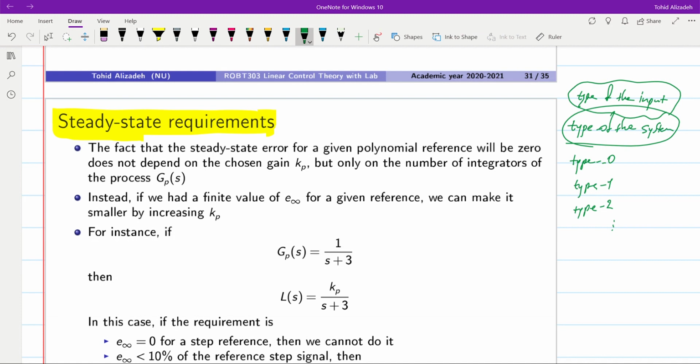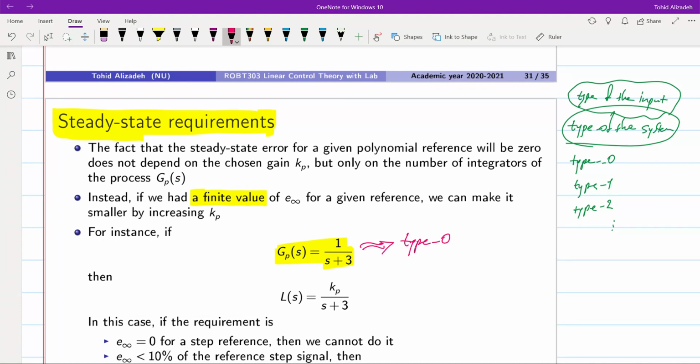Okay, so that's the main fact over here. When the steady state error has a finite value, then we can say that the steady state error could get smaller if we increase the value of Kp, for example. So let's check it for this example. Gp of s is in the form of 1 over s plus 3. You should know that this is of type 0. There are no integrators, there are no poles at the origin.